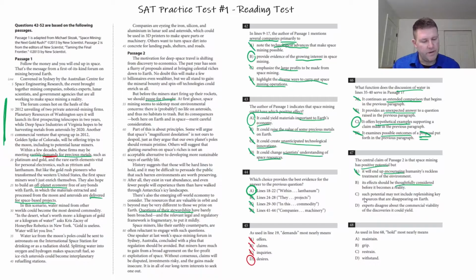We'll keep that around. And then C, such potential may not include replenishing key resources that are disappearing on Earth. He just didn't talk about this, so no. And then D, experts disagree about the commercial viability of the discoveries it could yield. No one here was saying that experts are saying like, oh, we couldn't use the materials we find in space. No one said that. So D is out and B.